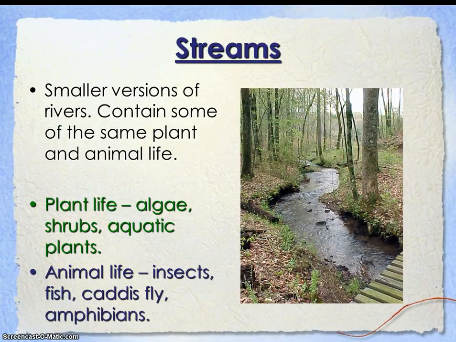And then streams. Streams are just, I mentioned this before, smaller versions of rivers. Okay, they're still going to have the erosive power. They can still be used as sources of food or sources of irrigation, but streams will have a bigger tendency to be seasonal, which means they'll show up during certain times of the year, but then they can dry out during other times of the year.